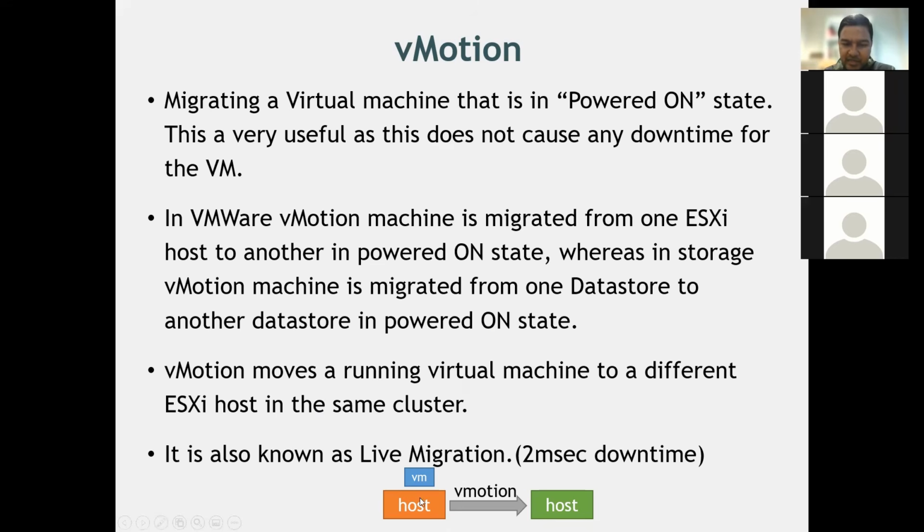So how is it done? They first make a connection, and during the connection they start migrating. The moment they close the connection, that is 2 milliseconds, and that is the downtime they get when they disconnect the connection towards the end of the migration. So that is the downtime for vMotion. This is an amazing feature by VMware.